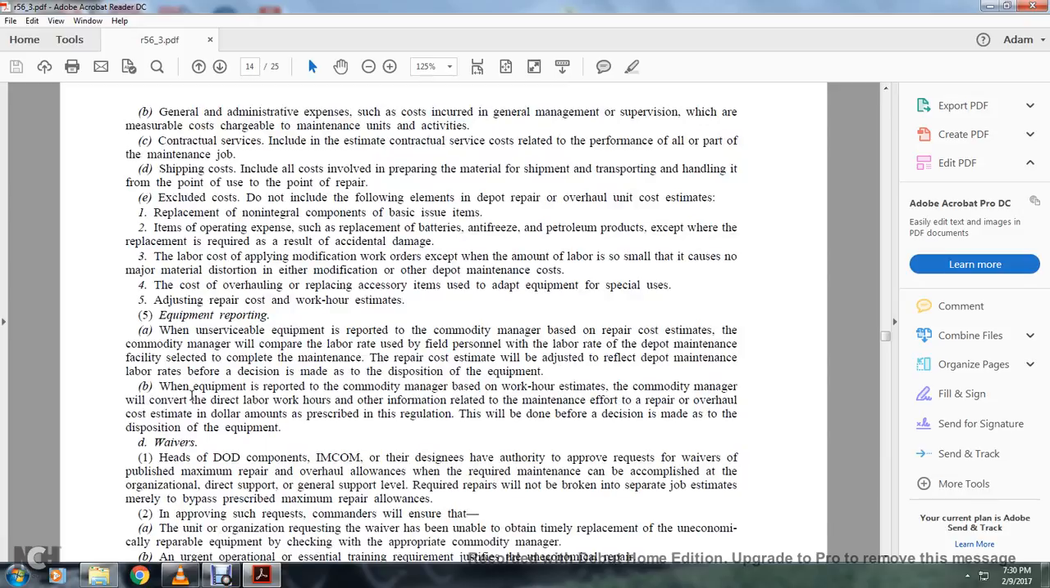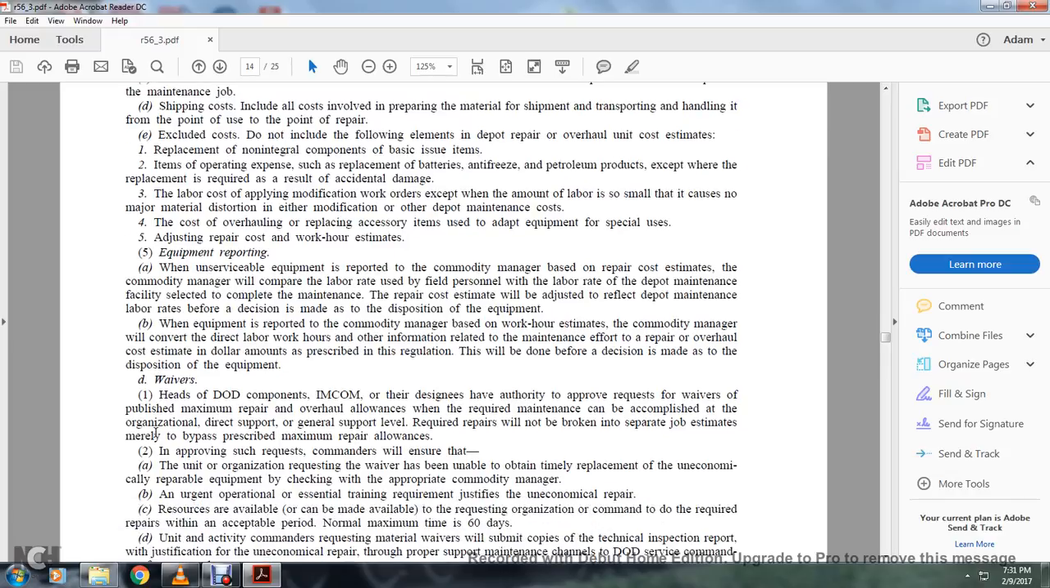Estimating reporting when the unserviceable equipment is reported with the commodity manager based on the repair cost estimates. The commodity manager will compare the low labor rate by the field personnel with the labor rate for the depot maintenance facility selected with the completed maintenance. The repair cost estimate will be adjusted to reflect the depot maintenance labor rate decision made with the disposition of equipment. When the equipment is reported with the commodity manager based on the work hour estimates, the commodity manager will convert the direct labor hours to other information related to maintenance effort. The repair overhaul cost estimate dollar amounts prescribed in the regulation. This will be done before the decision is made with the disposition of the equipment.